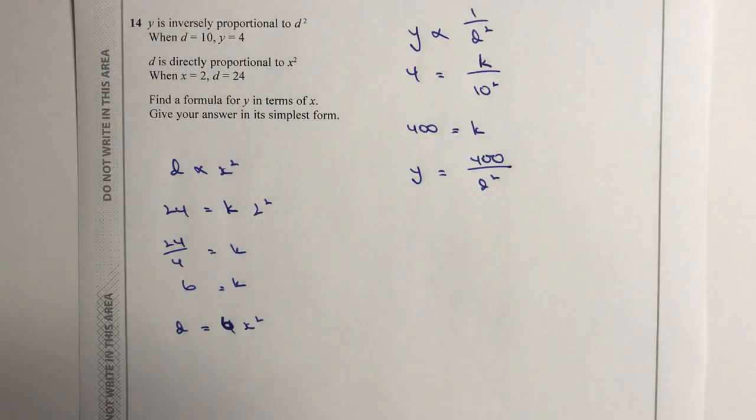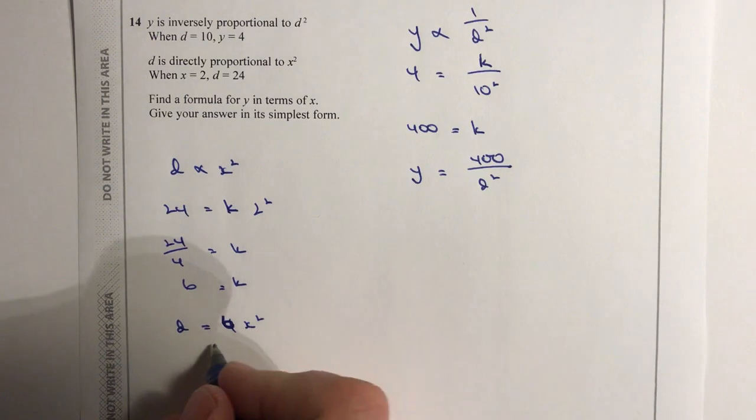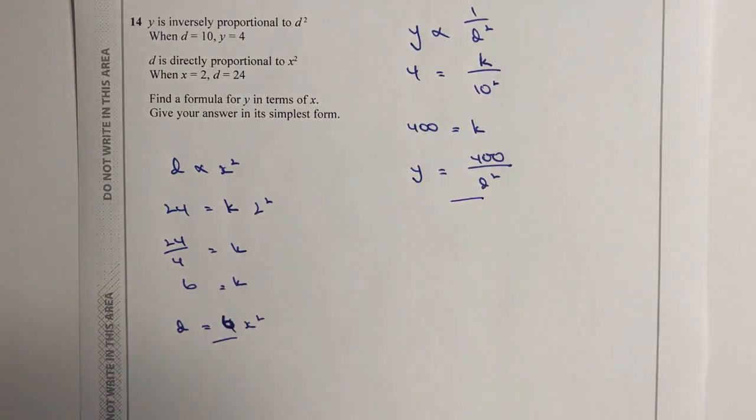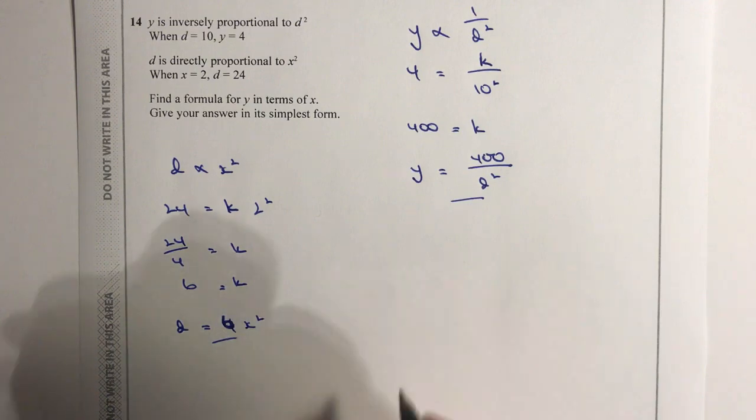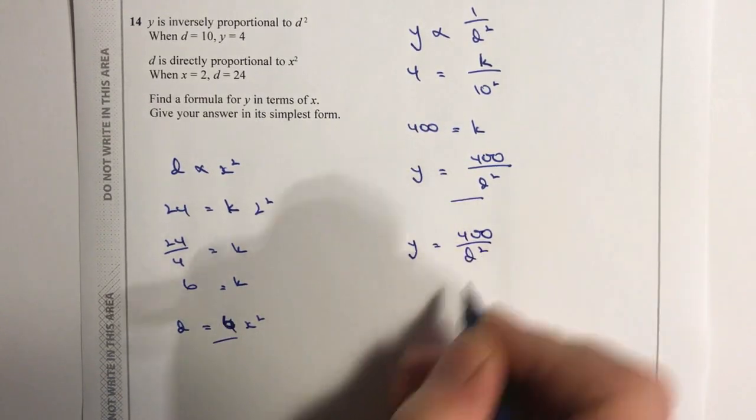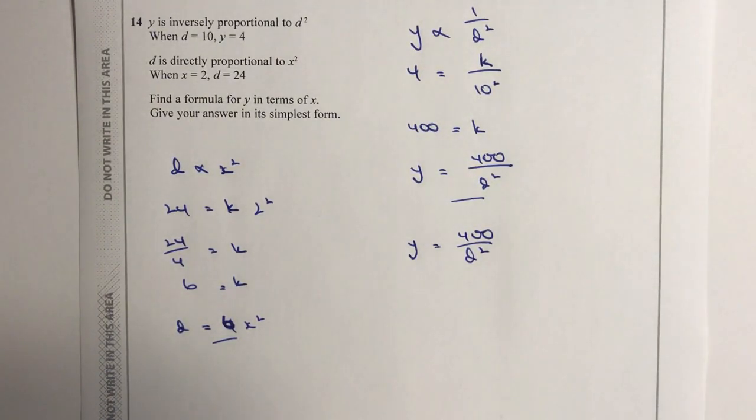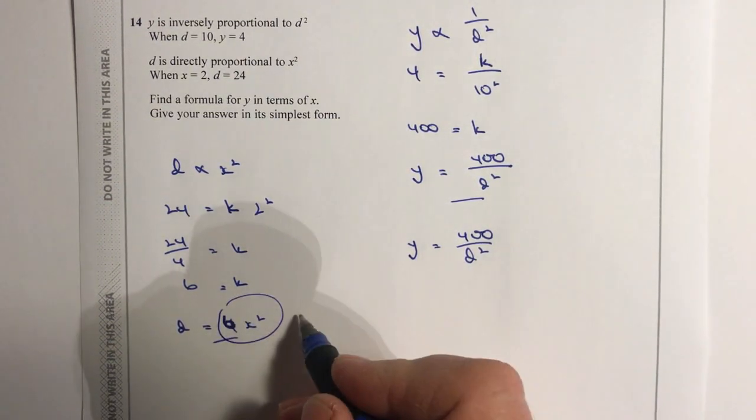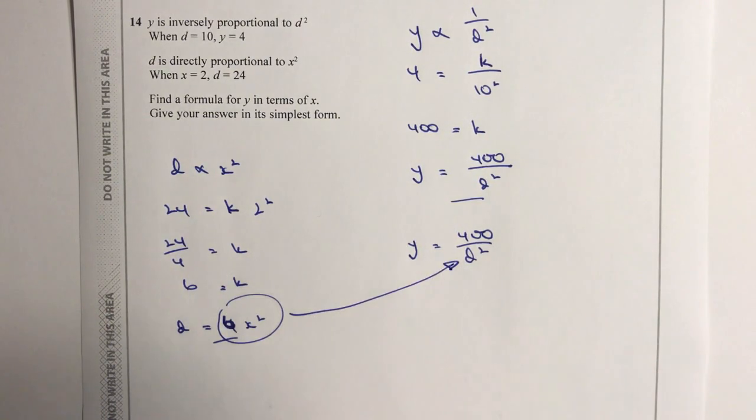So we're now in a position where we've got two formulas. We've got d equals 6x squared, and we've got y equals 400 over d squared. And it asks us to find the formula for y in terms of x. All right, so what they're asking us to do is to take y equals 400 over d squared, and rather than writing d squared, we're going to take this value here and substitute it into there. Now remember, this is the value of d.